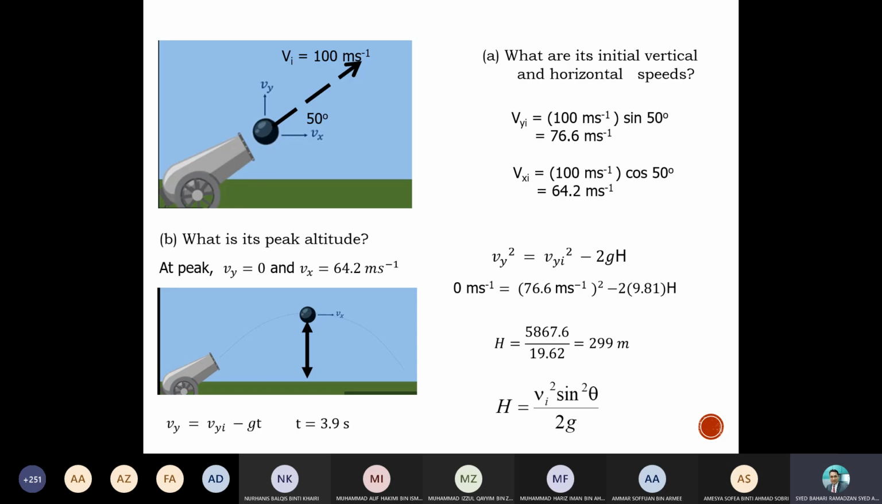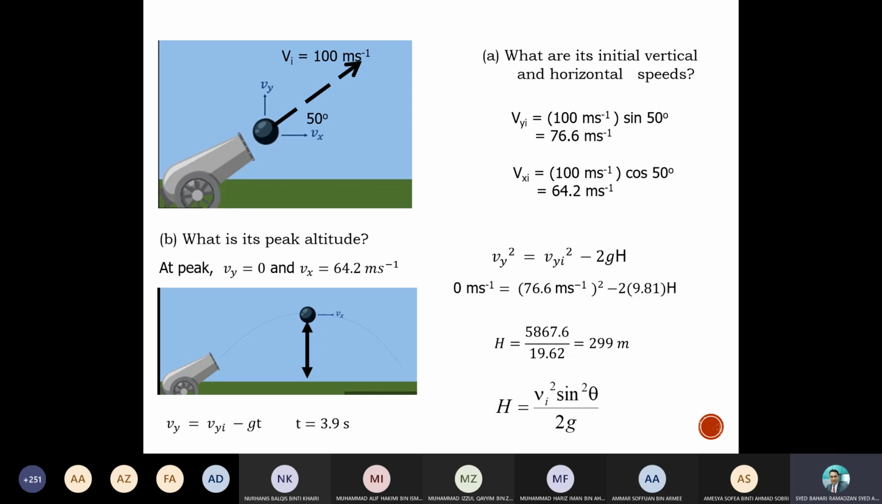Okay, this is quite simple. For example, this is the cannon. That's why we have the 50 degrees there, and then we have the 100 meters per second. That is the initial speed. So the question: what are the initial vertical and horizontal components? You use sine for initial Vy, and cos for initial Vx. So you have 76.6 meters per second for the Y direction, and 64.2 meters per second for the X direction.